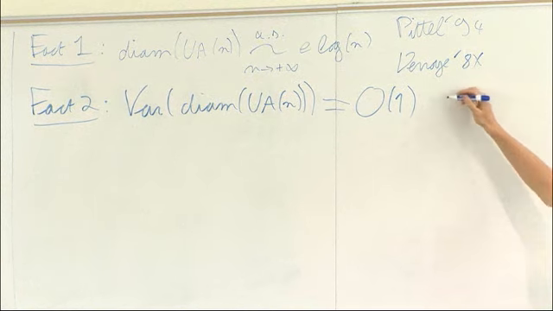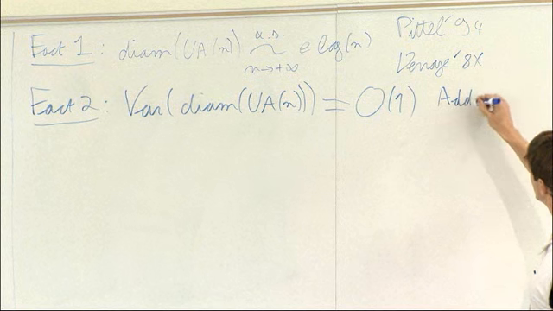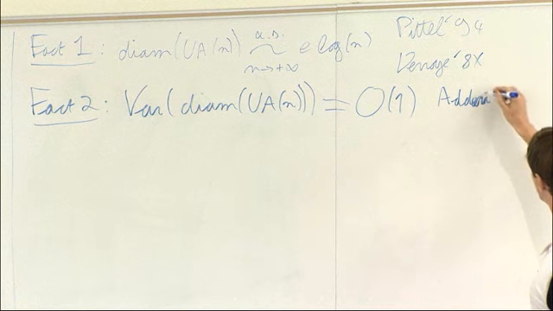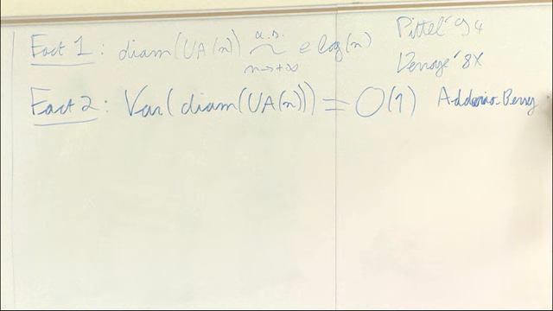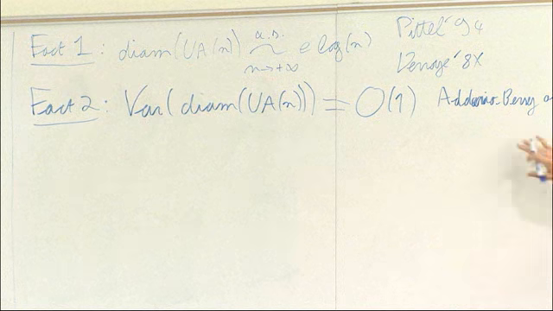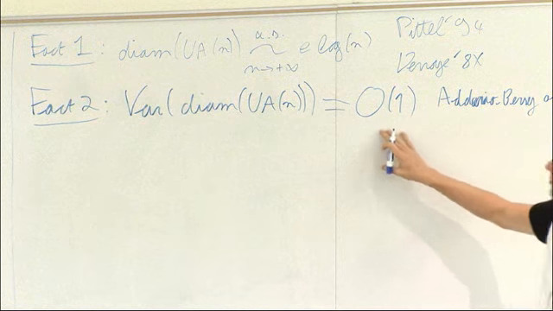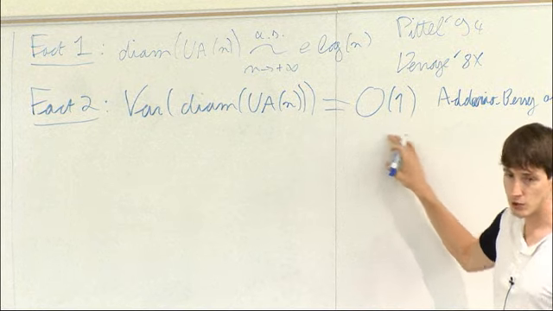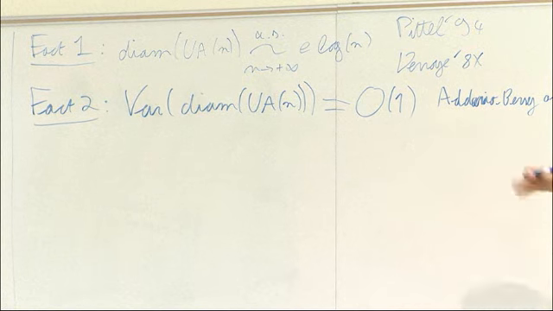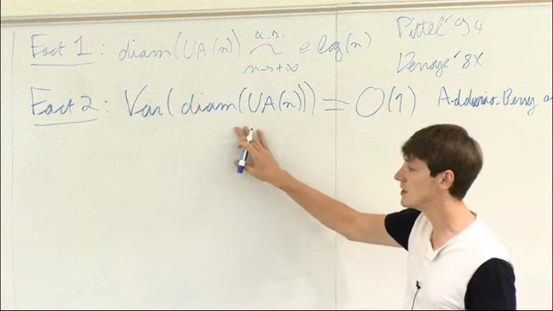Okay, and this was proven by Addario-Berry and Reed in 2009. And this was open for a very, very long time. It was first proven that it was O of log n, then O of square root log n, and finally O of 1. Okay, so this is really non-trivial.